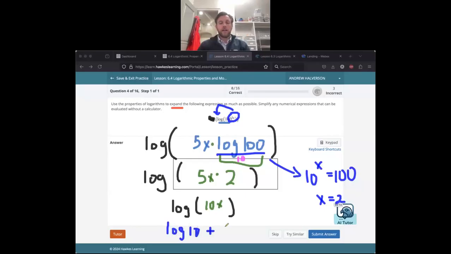plus log of x. So I broke up the multiplication into the sum of two logs. And so now I ask myself, can I simplify either of the logs any further?